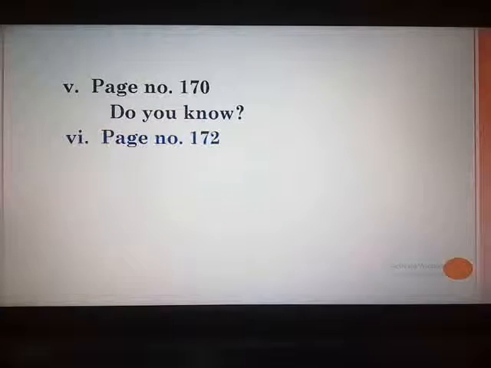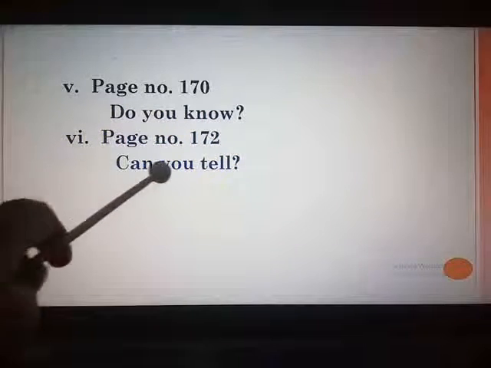On that page towards the end you have observe activity. That activity we are going to perform. So don't touch it. Page number 171, there is no reduction. Page number 172, a very small activity. Can you tell? Remove that activity.